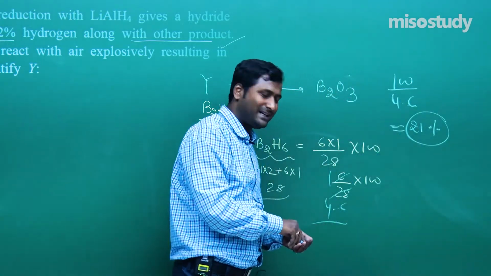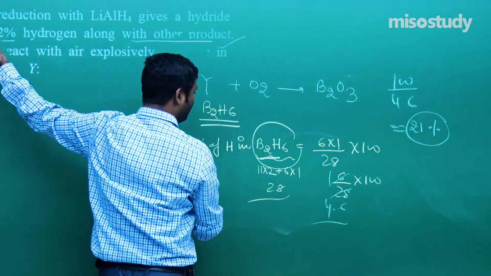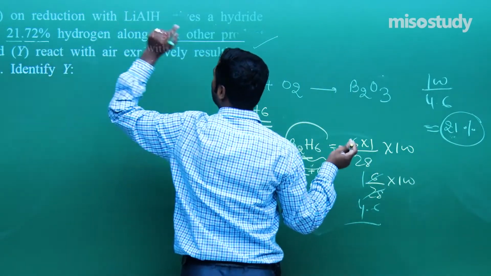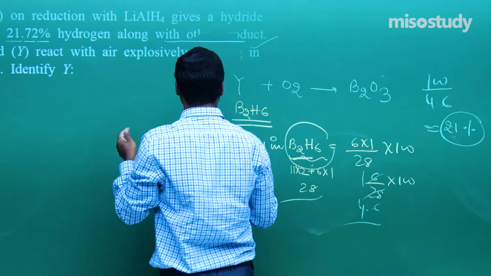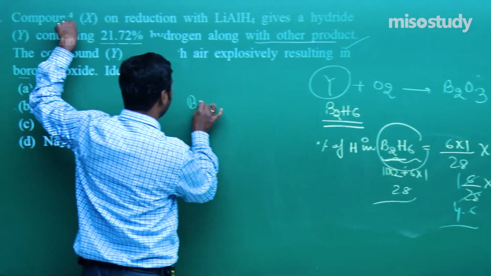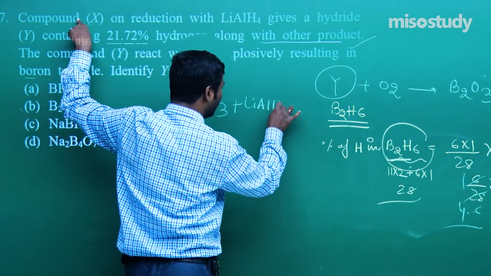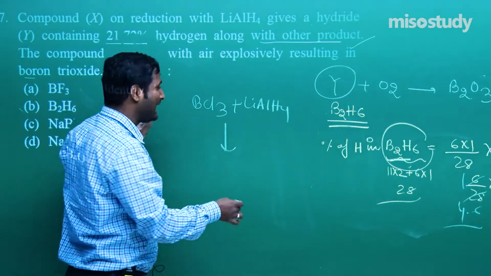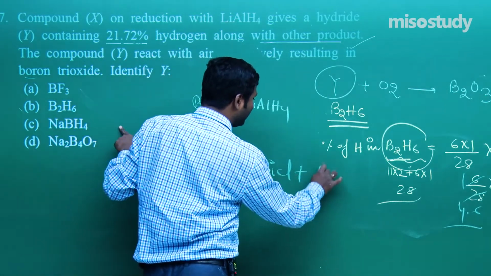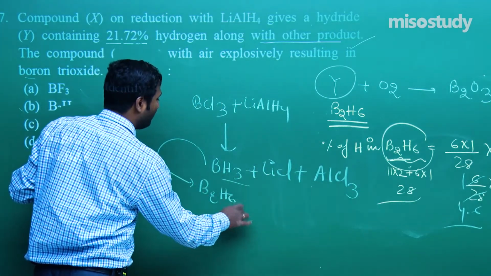Estimation 21%. Then definitely, according to the question, Y is B2H6, because in B2H6 there is only around 21% hydrogen. Clear to you? So now we can easily guess that Y is B2H6. And what is X? As I told you, BCl3, because on reduction with LiAlH4, reduction takes place, that is the removal of chlorine and addition of hydrogen, and it gives you BH3. This is with LiCl and AlCl3. As we know, BH3 does not exist; it exists as a dimeric form, that is B2H6.